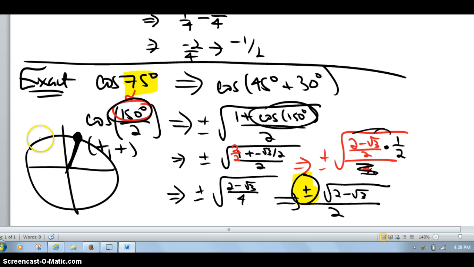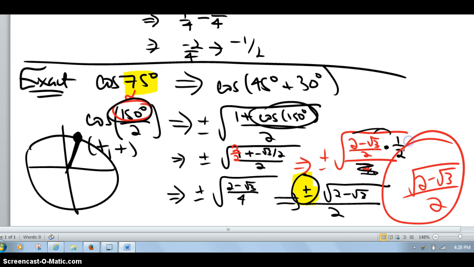Where if you look at 150, the cosine there is negative. So you want to be very, very careful here. So my final answer is positive, and it's 2 minus radical 3 all over 2, and it is definitely positive. So that is my final answer to that problem.